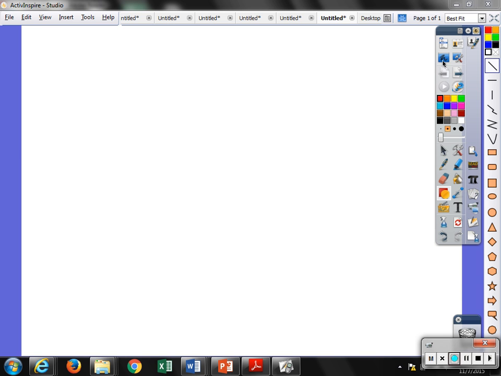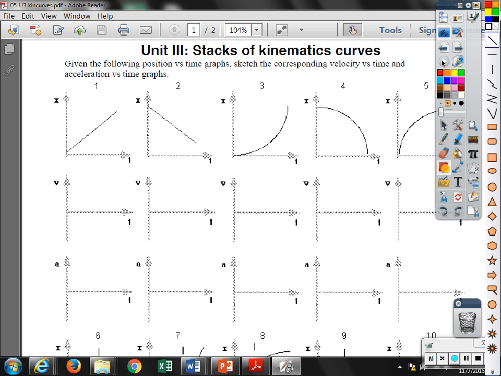Welcome physics students, this is Mr. Conti, and we'll be going through the graphs from Unit 3 Stacks of Kinematic Curves worksheet. Let's take a look at number 1. This is from our last unit.